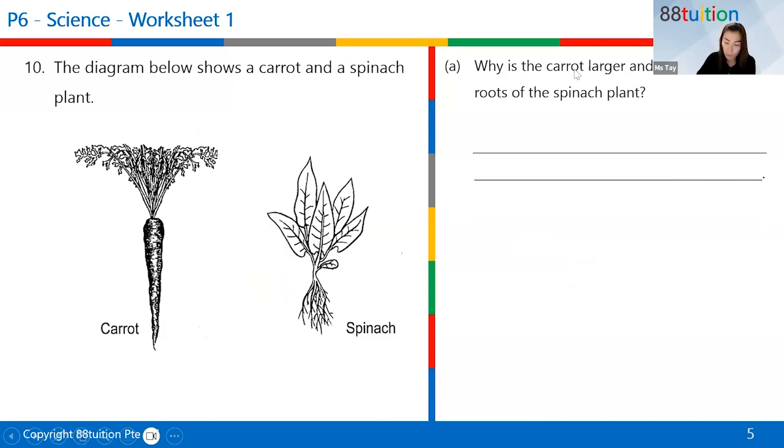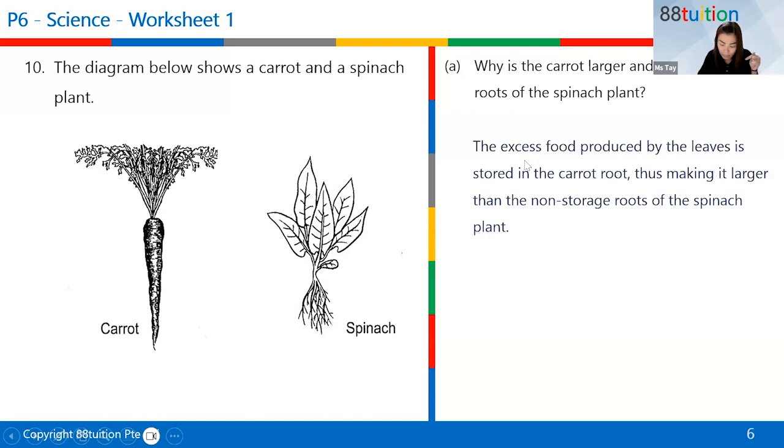Okay, question 10. Now, why is the carrot larger and thicker than the roots of the spinach plant? Now, you have to understand, because we went through carrot last lesson, some plants actually store their excess food in the roots, in the ground. So these are storage roots. Carrot is one example that we talked about last lesson. So the excess food produced by the leaves is stored in the carrot root, thus making it larger than the non-storage roots of the spinach plant. So the spinach plant doesn't have storage roots.